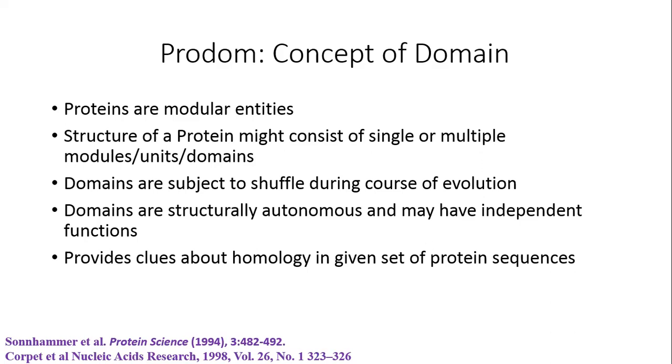Okay, so in this way, if you have a fair idea about how many domains are there, how they are arranged, and where they are present among a set of sequences, it might provide you with a clue about how these protein sequences might be related to each other, when that genetic event might have happened that shuffled the domain to move from one location to another, or what kind of domain might have evolved to perform a certain function in some protein.